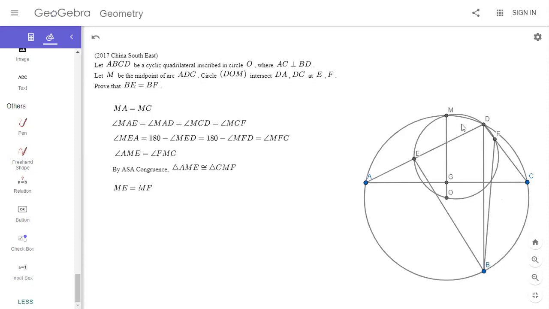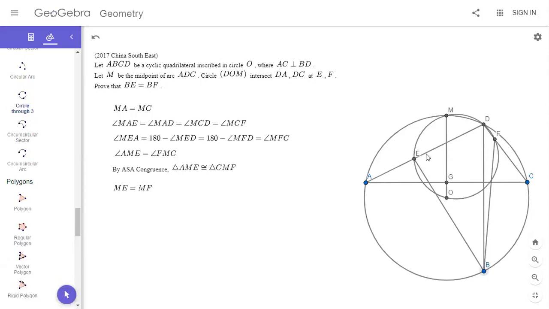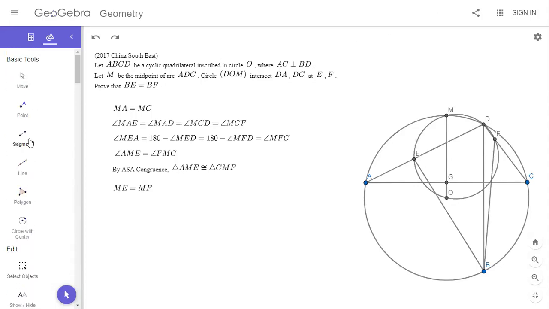Is BEDF cyclic? No. Let's see. But yeah, I think so. I'll just write out the idea I had. There might be a simpler way than this, but this is kind of the idea I had.